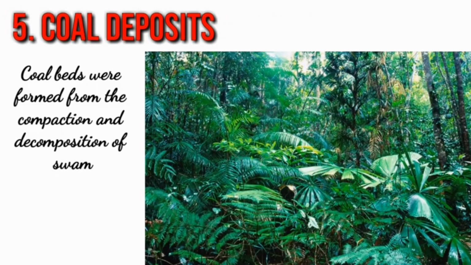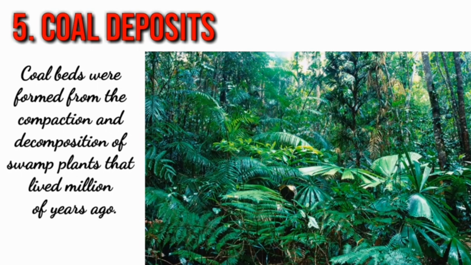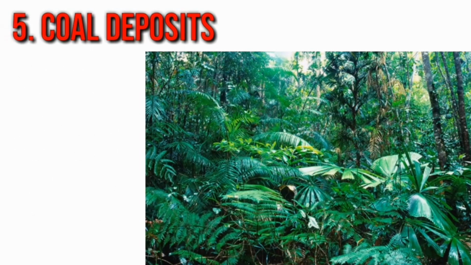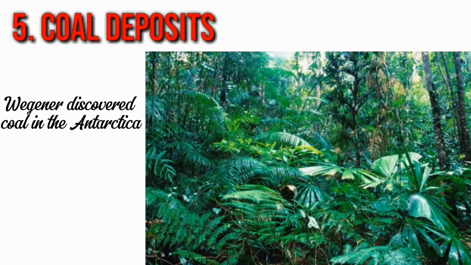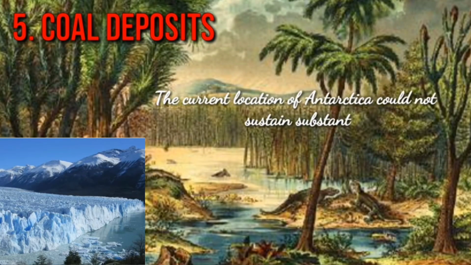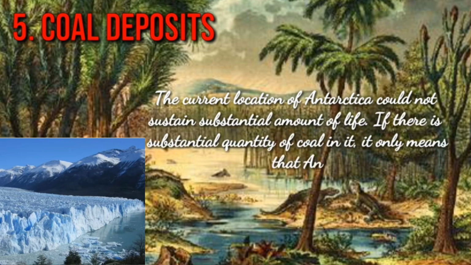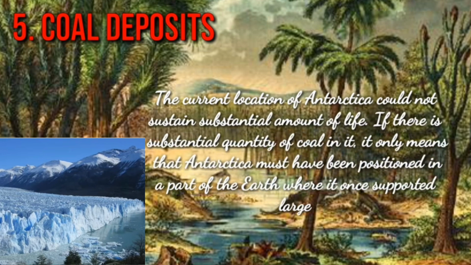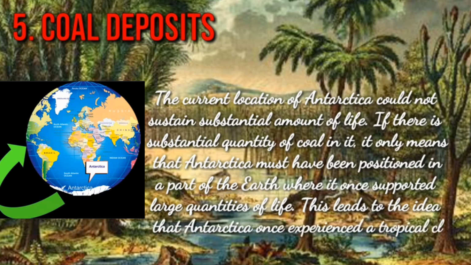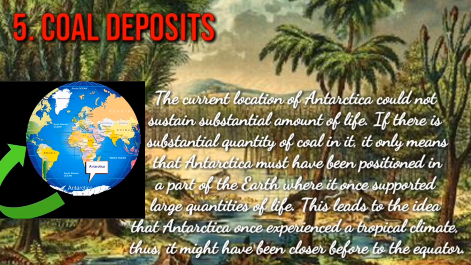And lastly, the evidence is the coal deposits. Coal beds were formed from the compaction and decomposition of swamplands that lived millions of years ago. And Wegener discovered coal in Antarctica. The current location of Antarctica could not sustain a substantial amount of life. If there is a substantial quantity of coal in it, it only means that Antarctica must have been positioned in a part of the Earth where it once supported large quantities of life. This leads to the idea that Antarctica once experienced a tropical climate. Thus, it might have been closer to the equator before.